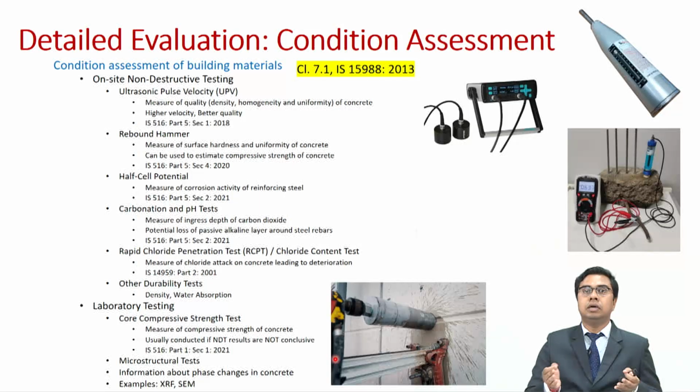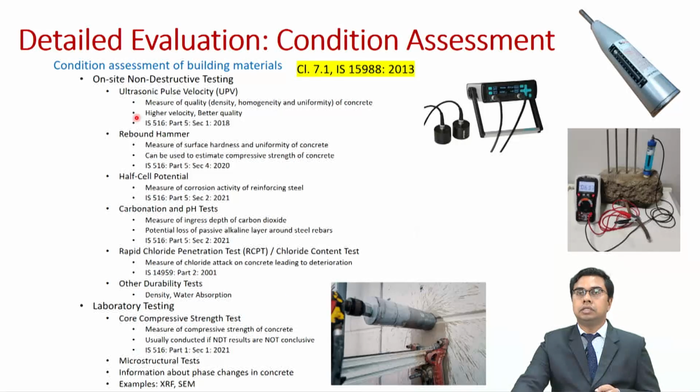Suppose if you have built a column with concrete which has 50 megapascal of characteristic compressive strength, that is M50 grade. Can you be sure that after 40 years the strength of the concrete in the column will be the same? It is not possible. It will deteriorate based on the environmental exposure. So, how do you estimate that? That you do using a lot of non-destructive testing and some laboratory testing as well.